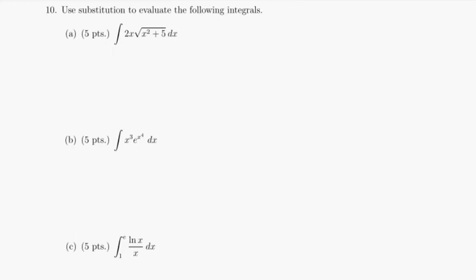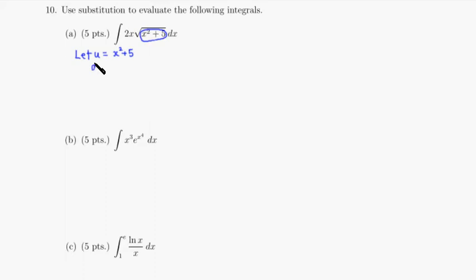Okay, let's look at exam 3B, problem number 10, part A. Let's evaluate this indefinite integral. First we're going to try to simplify using a substitution. We're going to let u be the expression inside the square root. So let u be x squared plus 5.